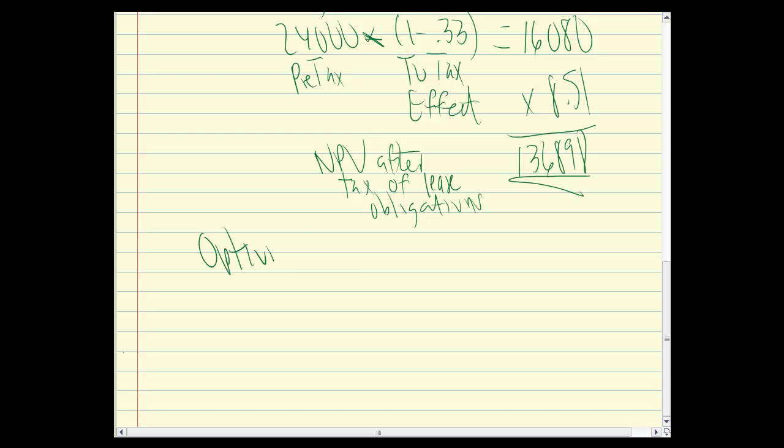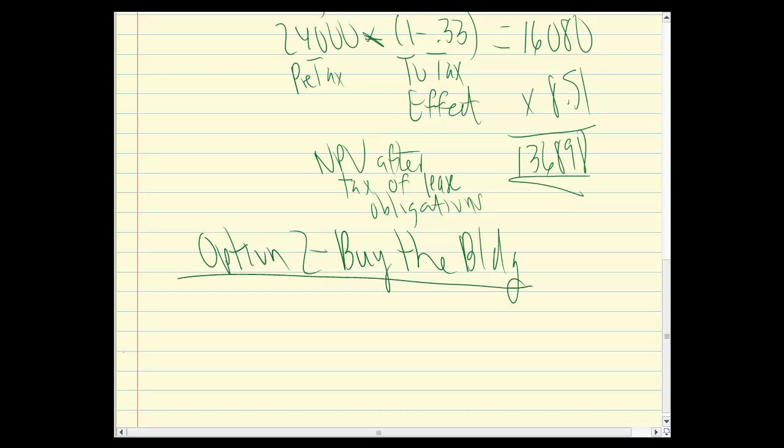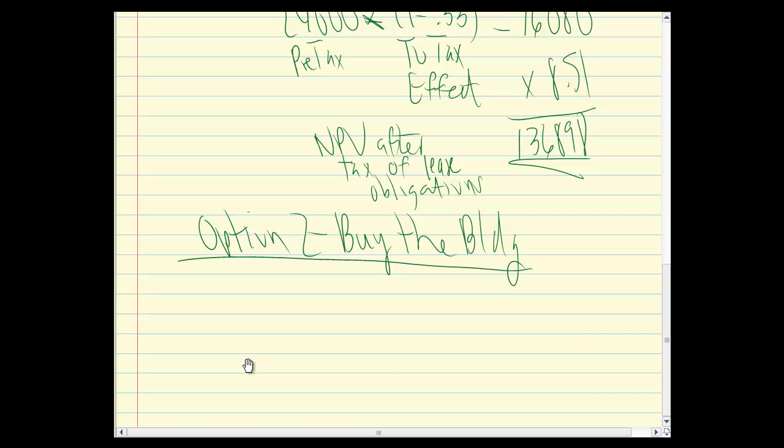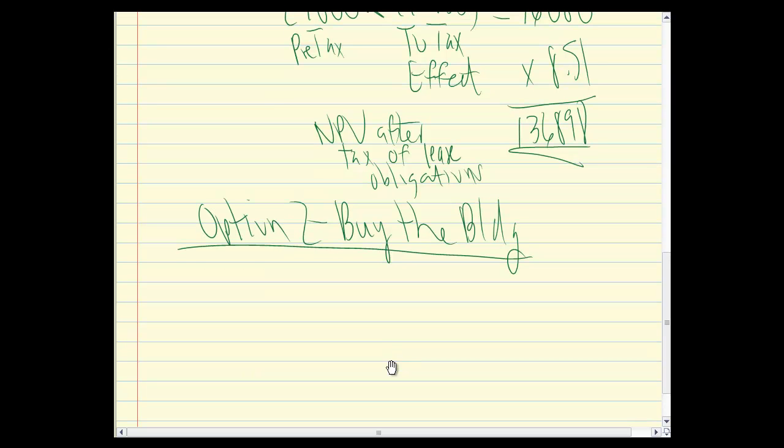So we're going to do option 2, buy the building. Okay? So Katie, how'd you do that? Just the purchase cost times 1 minus the tax rate. Katie, let's just talk about this for a second. So the first thing I would agree with, purchase cost, is what, 225?